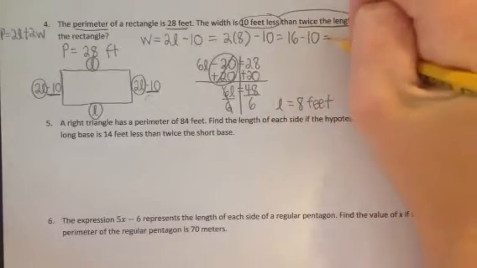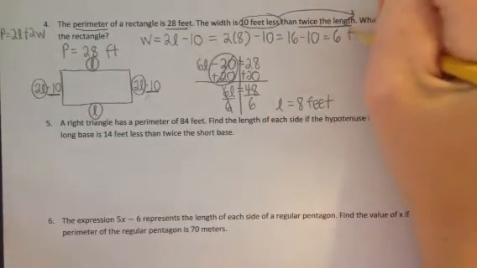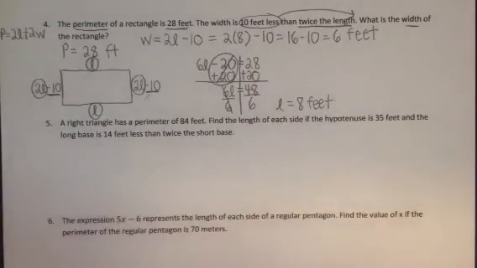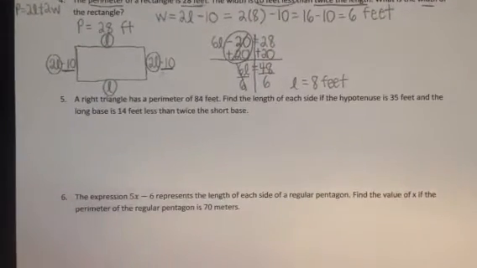16 minus 10 is 6. So we get that our width is 6 feet. All right, moving on.